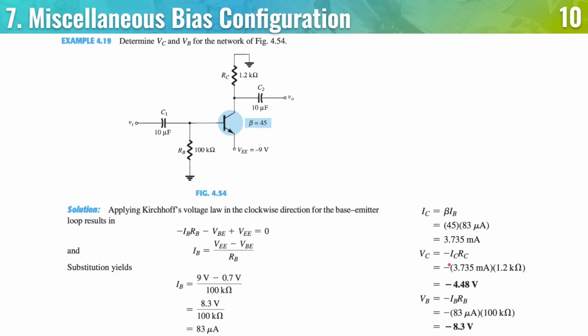Now here is something interesting. VC is equal to negative ICRC. Why? So again, let's see. Where is our VC? It is somewhere here. VC is equal to negative ICRC because IC is going, let's see. Okay, IC is going in this direction.